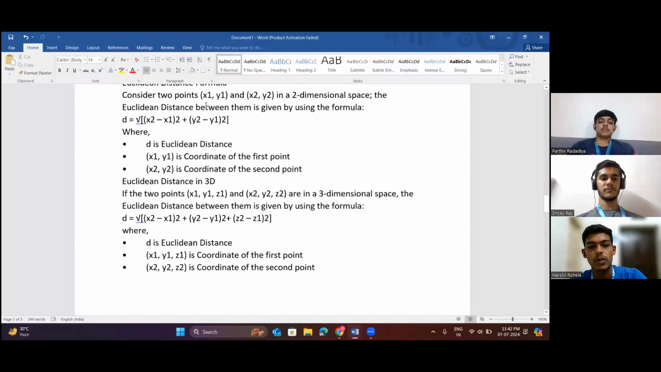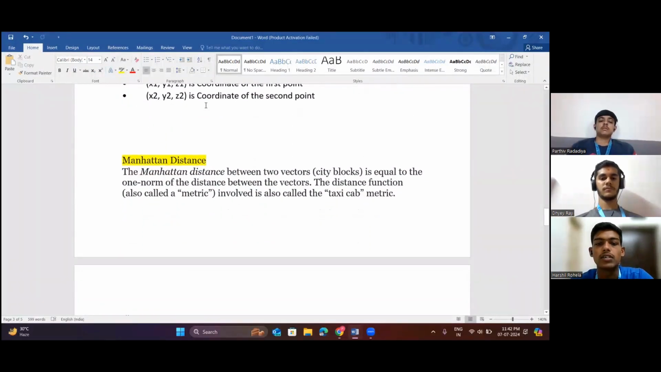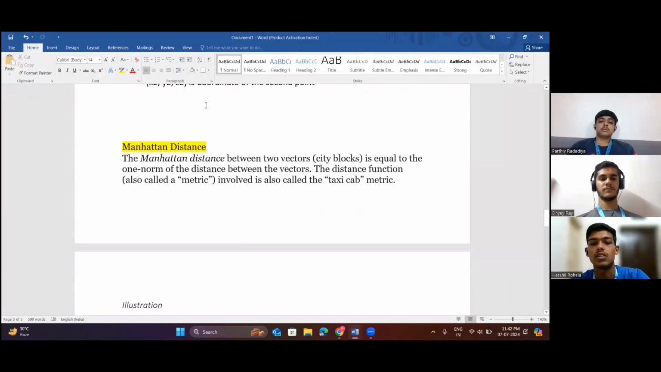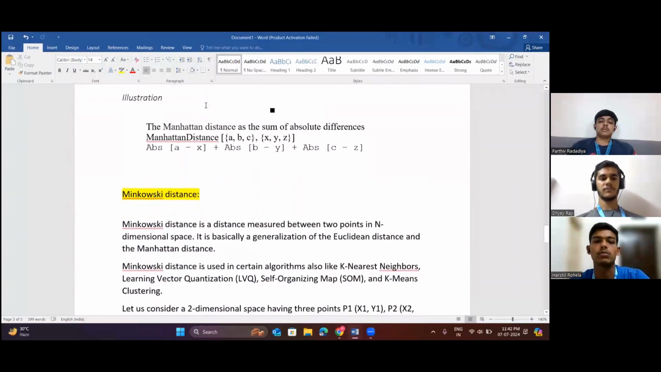Now the second distance formula is the Manhattan distance. The Manhattan distance between two vectors is equal to the one norm of the distance between the two vectors. The distance function is known as the taxicab metric. The formula is the sum of absolute differences between the points. For example, the first point is A, B, and C, and the second point is X, Y, and Z. Then the Manhattan distance between these two points is the absolute value of a minus x plus absolute value of b minus y plus absolute value of c minus z.